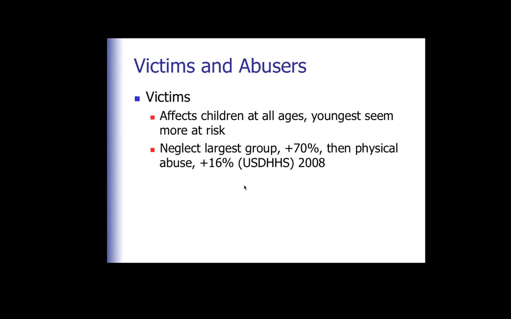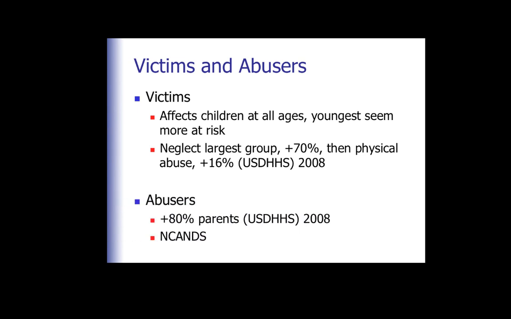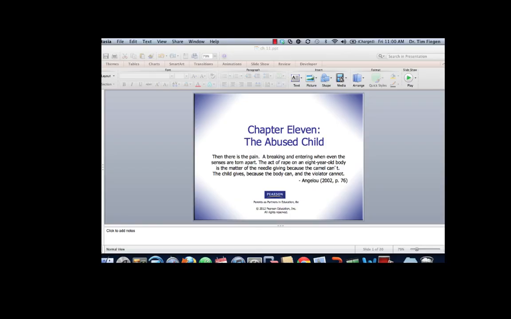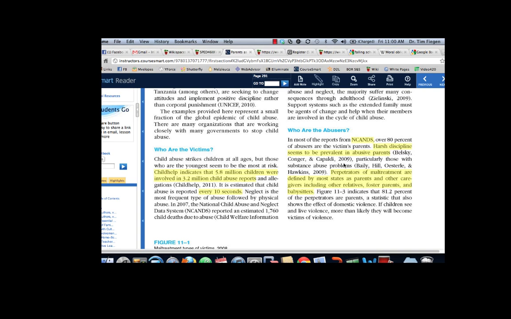Of all ages, more at risk. 16% of these abusers. This is from the clearinghouse: over 80% of abusers are the victim's parents. Yes, harsh discipline seems the most prevalent among abusive parents.